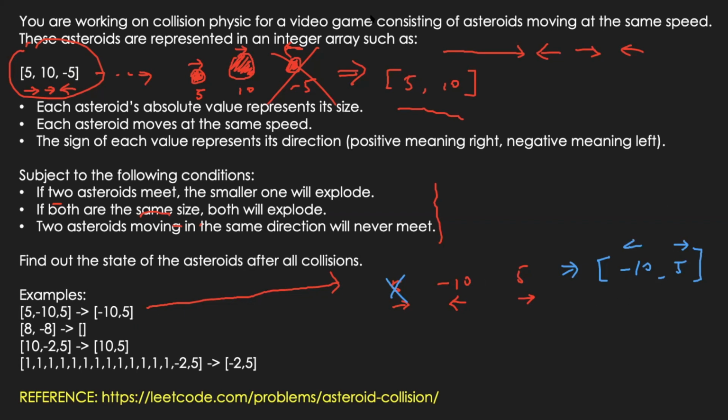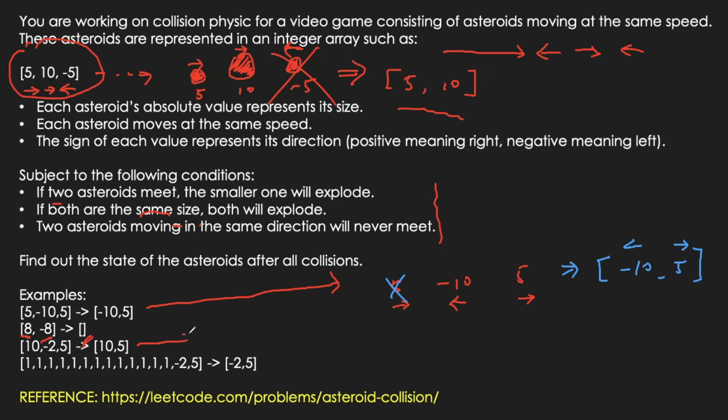Now let's look at the second example. We have 8 and -8. This means there are 2 asteroids of the same size traveling in opposite directions. They're going to collide with each other, so we end up with an empty array.